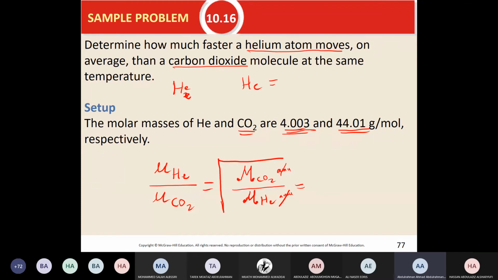Good. Next, what's the answer? It's the square root of 44.01 divided by 4.003. The final should be 3.32. Should be like this. Good. Yes. Very good. So let's do it the other way.